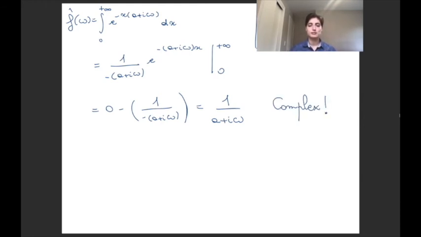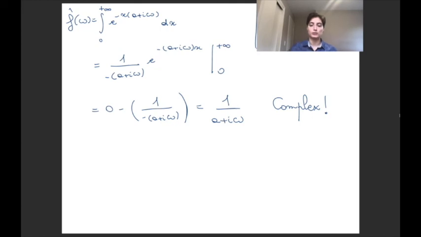Notice that this is a complex result. So omega, you have to think about it as a real variable, so i omega is always complex. And a fraction with a denominator that is complex is also something complex. So we went from having a real function, a bounded exponential, in real space, to a complex function in frequency space.